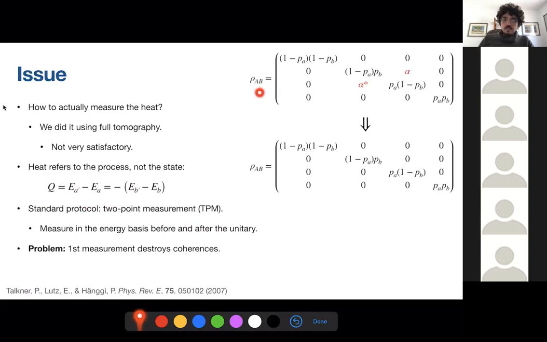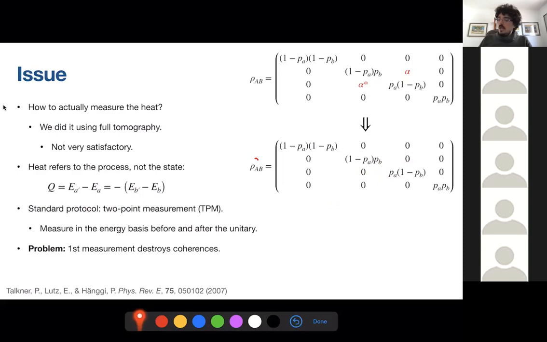So here's the initial state that I wrote before. And so you have these populations in here, which are the thermal populations. And here's that parameter alpha that I mentioned. But if we now measure in the energy basis, what we get is that this alpha here is going to get killed. The final state after this measurement, rho prime, has no alpha anymore. So the TPM destroyed these global coherences.